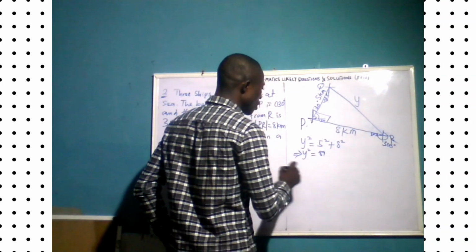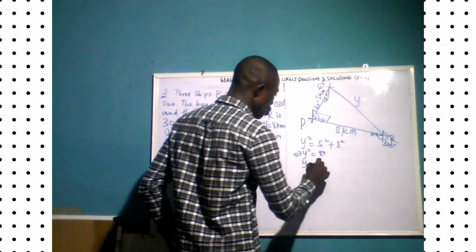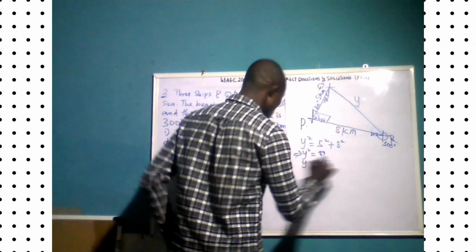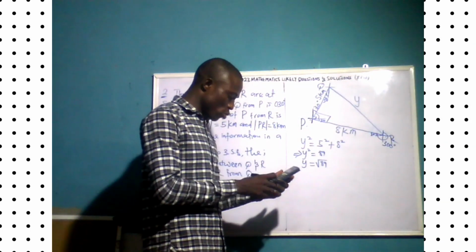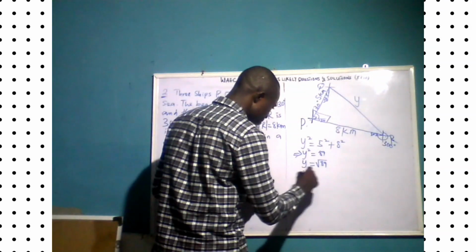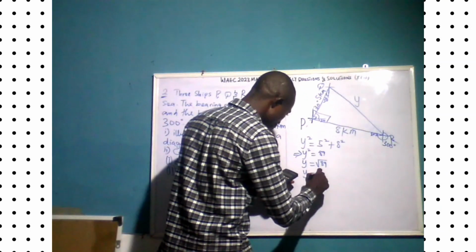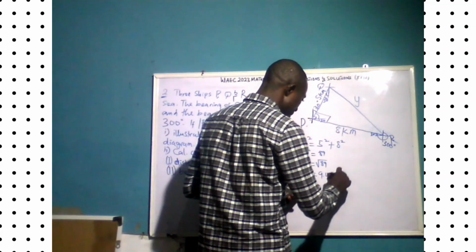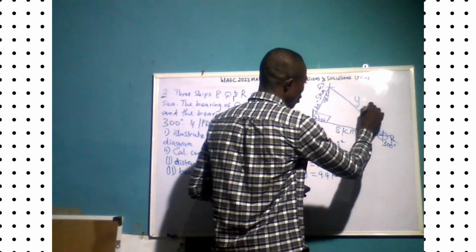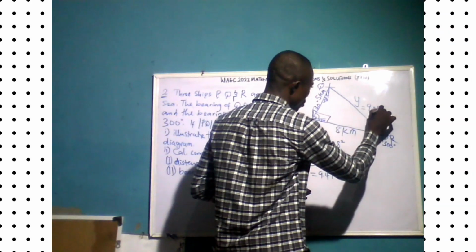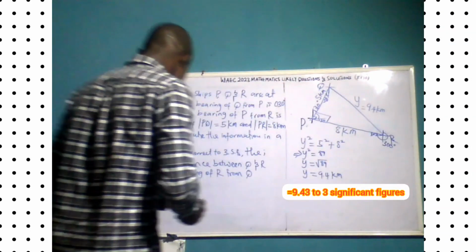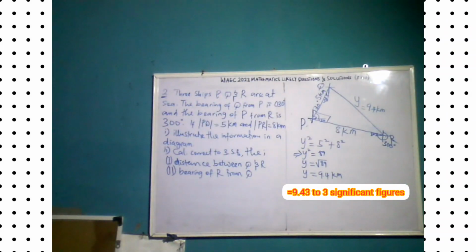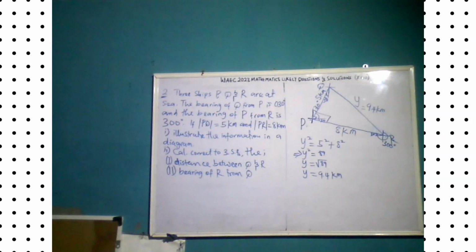So you have y equal to the square root of 89, which is 9.4. So here is equal to 9.4 kilometers. So that answers question number 2, Roman figure 2, number 1.